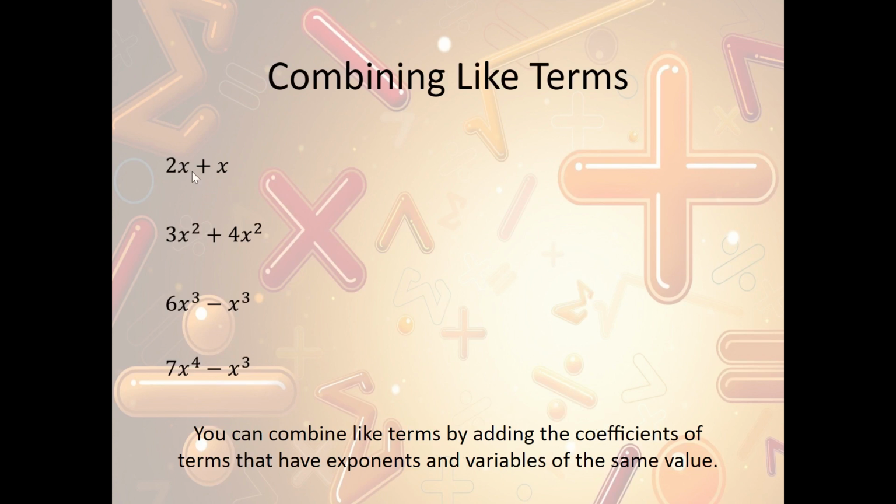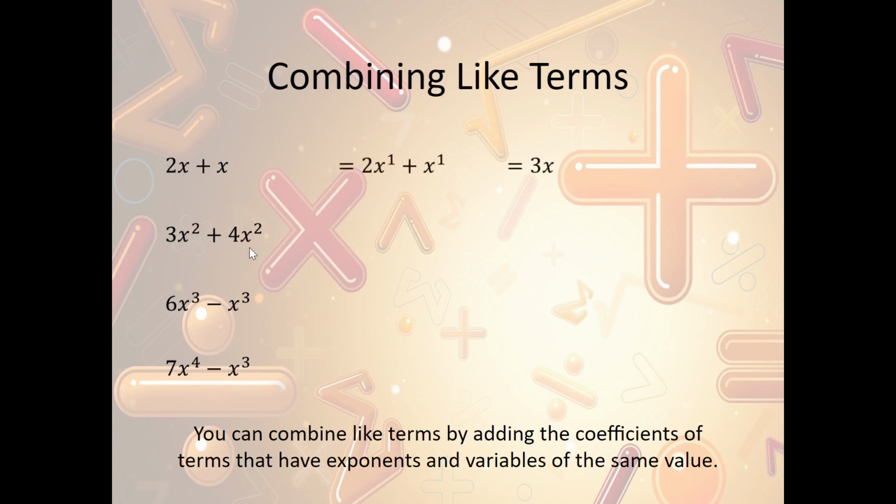So for instance, we have 2x and x. Well, they're both x's, so they have the same variables, and they have the same power, same exponent. Really, it's an imaginary exponent of 1. So we can just add these. 2x plus x is 3x.